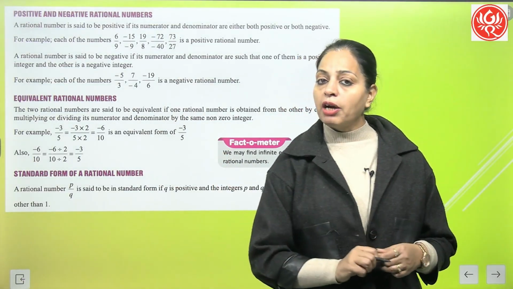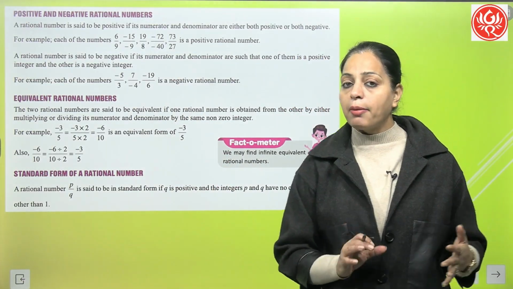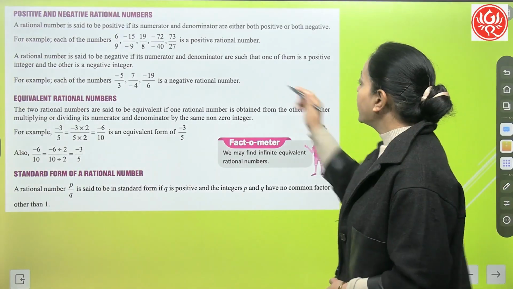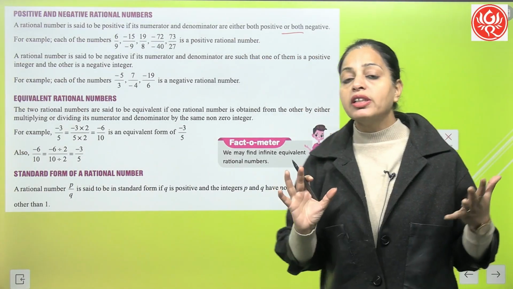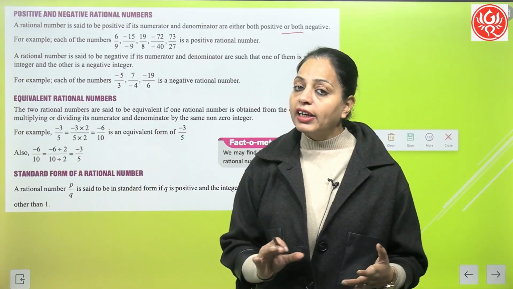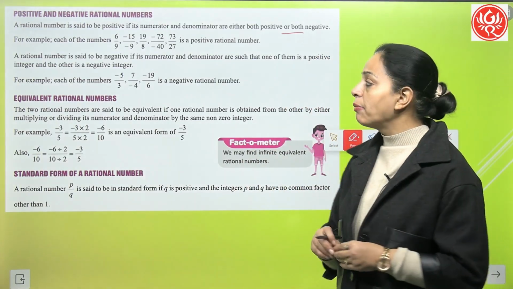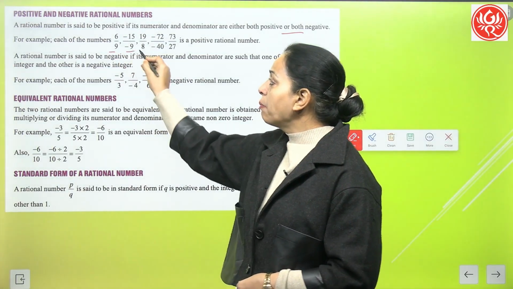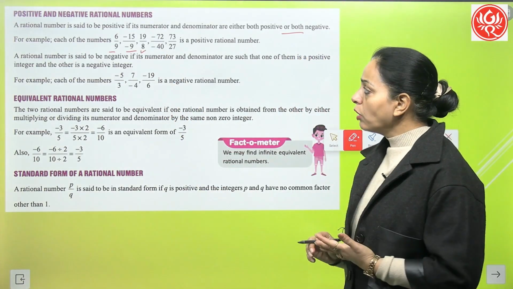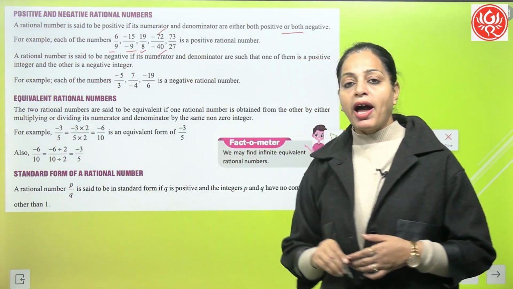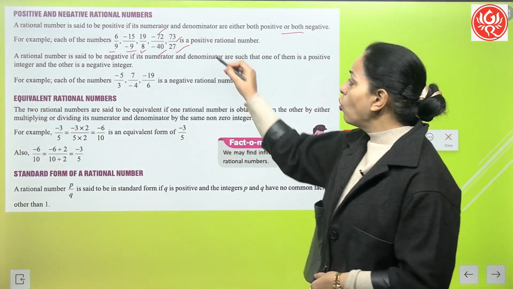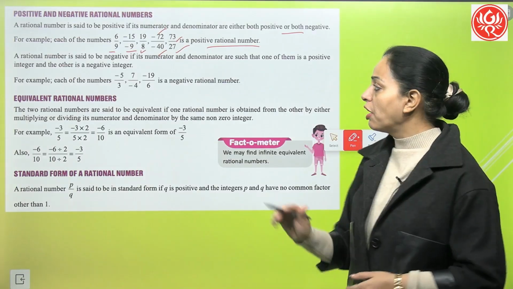Now the next we are talking about positive and negative rational number. A rational number is said to be positive if its numerator and denominator are either both positive or both negative. या दोनों positive हो numerator and denominator या फिर दोनों negative हो तो वो rational number क्या बन जाएगा? हमारा positive. See 6 upon 9, minus 15 upon minus 9 दोनों नेगेटिव हैं. 19 upon 8 both are positive. Minus 72 upon minus 40 both are negative. 73 upon 27 both are positive.